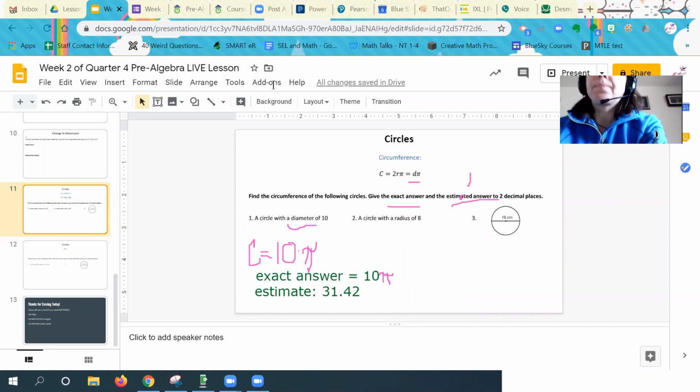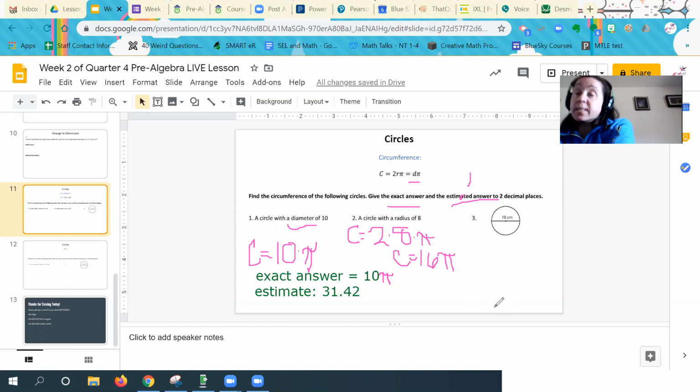So this one says we want to find the circumference of a circle with a radius of 8. Because they gave me a radius, I'm going to use the 2 times the radius times pi formula. So 2 times 8 times pi. I apologize for the poor writing. My screen is broken. So we have 16 pi. So my exact answer for this one is 16 pi.